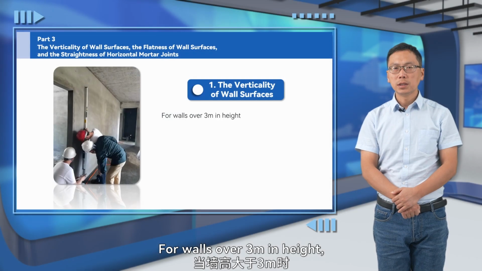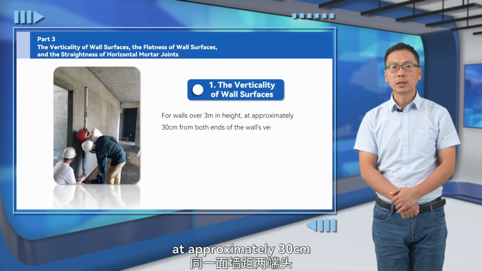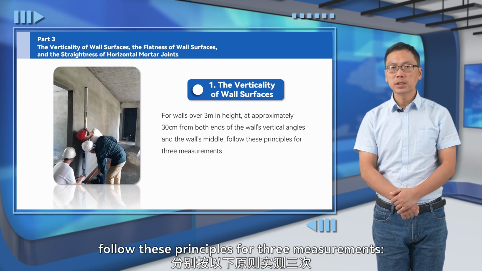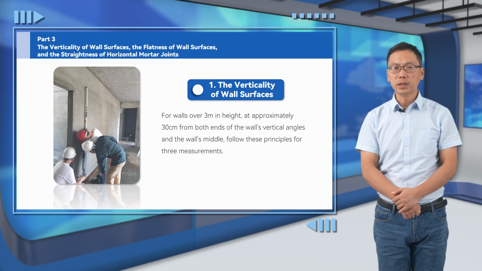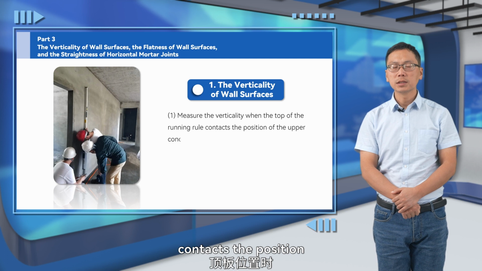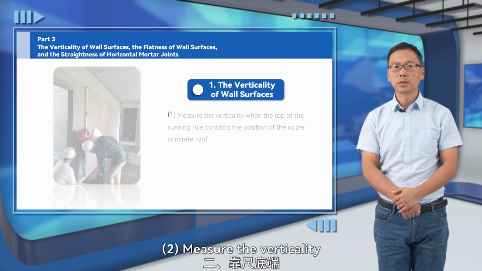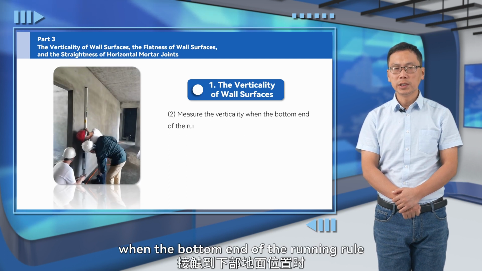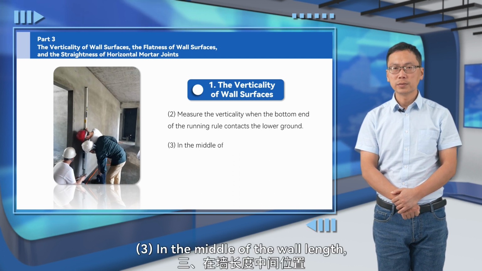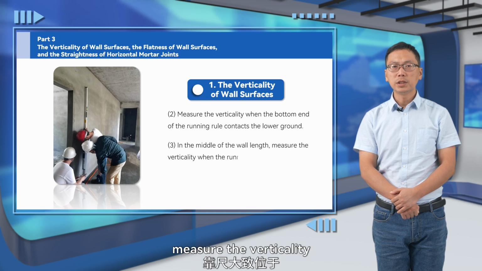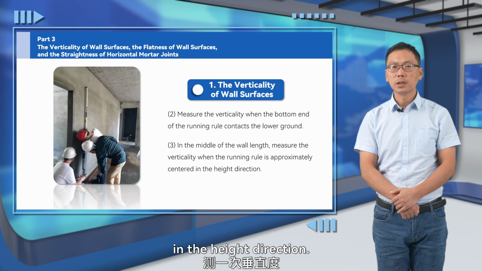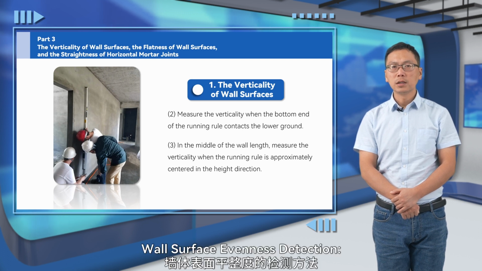For walls over 3 meters in height, at approximately 30 centimeters from both ends of the wall's vertical angles and the wall's middle, follow these principles for 3 measurements. 1. Measure the verticality when the top of the running rule contacts the position of the upper concrete roof. 2. Measure the verticality when the bottom end of the running rule contacts the lower ground. 3. In the middle of the wall length, measure the verticality when the running rule is approximately centered in the height direction. Wall surface evenness detection.